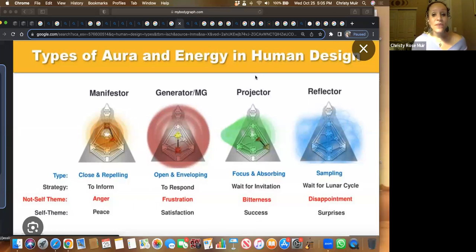Now, the final type is the projector. The projector comprises about 20% of the population, and projectors are the newest type of human on the planet. The projector allegedly came along in the same year that the planet Uranus triggered the genetic mutation in humans that gave us the 9 centers. At this point in time, with the arrival of our 9 centers, there was a shift in the hierarchy of dominance on the planet.